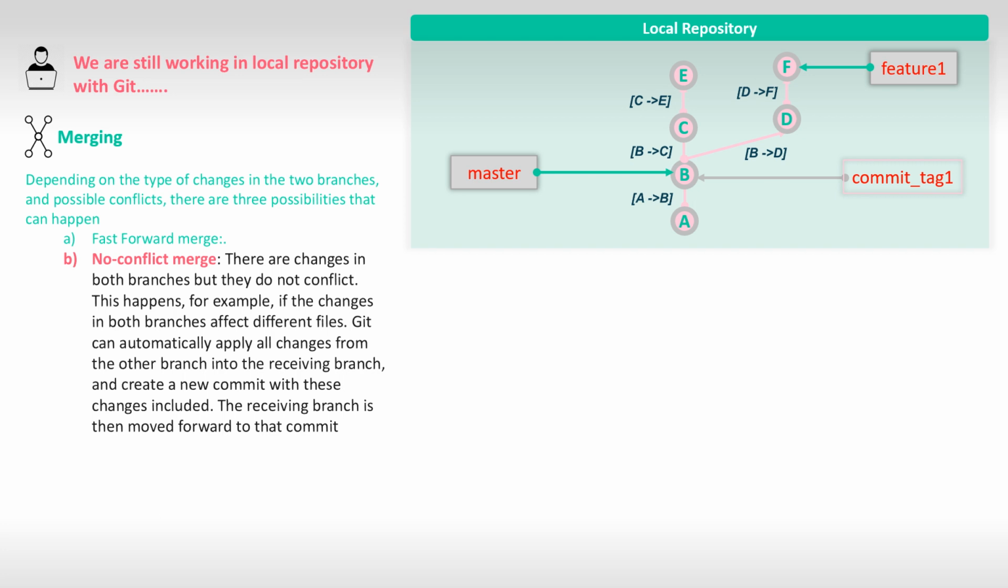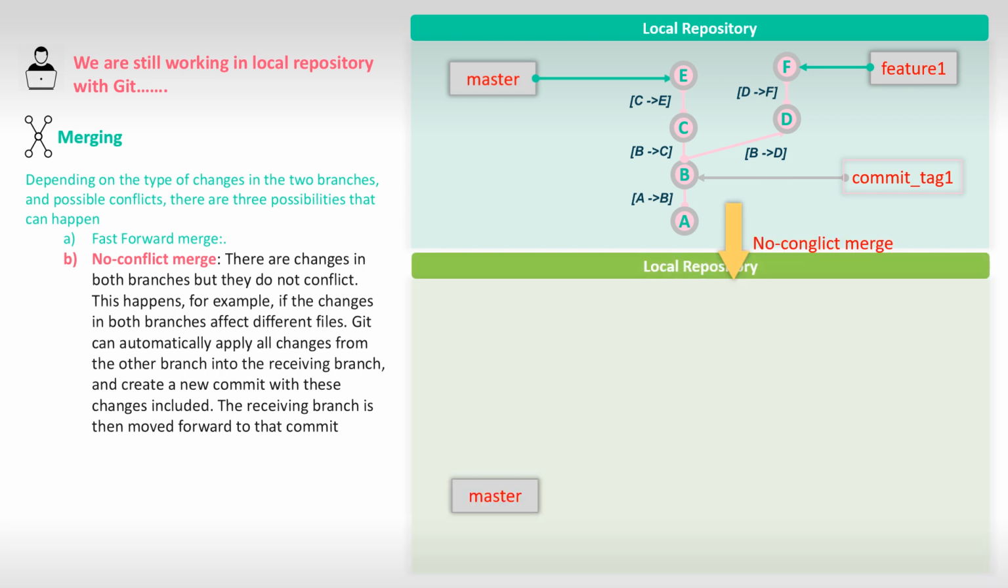After creating E, the master will be pointing to E, and the head will be pointing towards master, at commit E. Now we want to merge feature 1 with the receiving branch, that is master branch. How can we do it? What type of merge will we get? In this kind of situation we will get the no conflicting merge. If you have this kind of commits which are not conflicting with each other, you get the no conflict merge. Let's see how it looks.